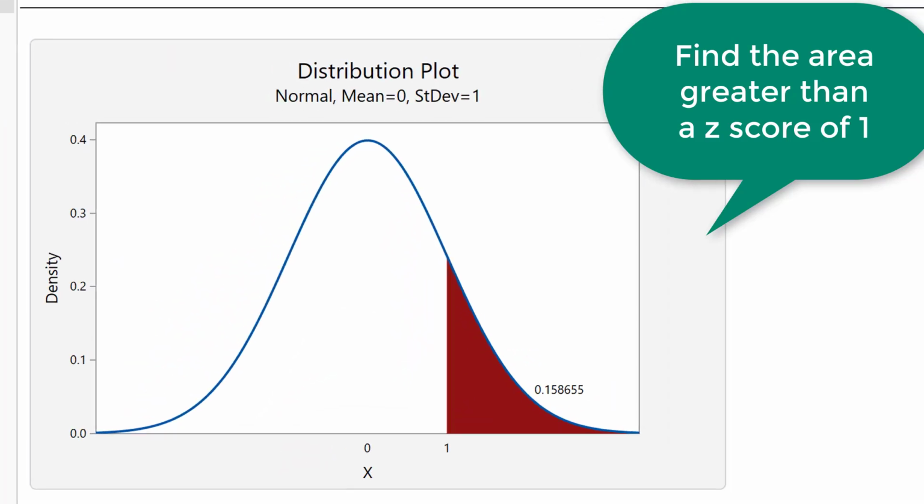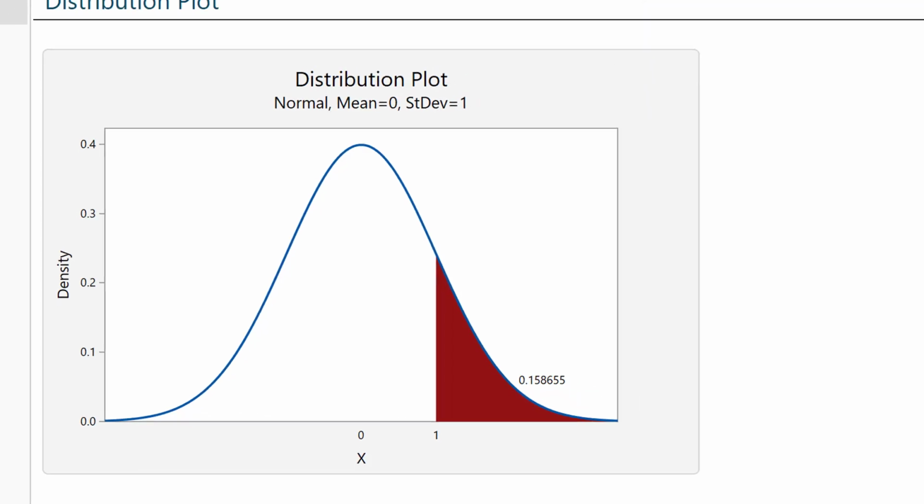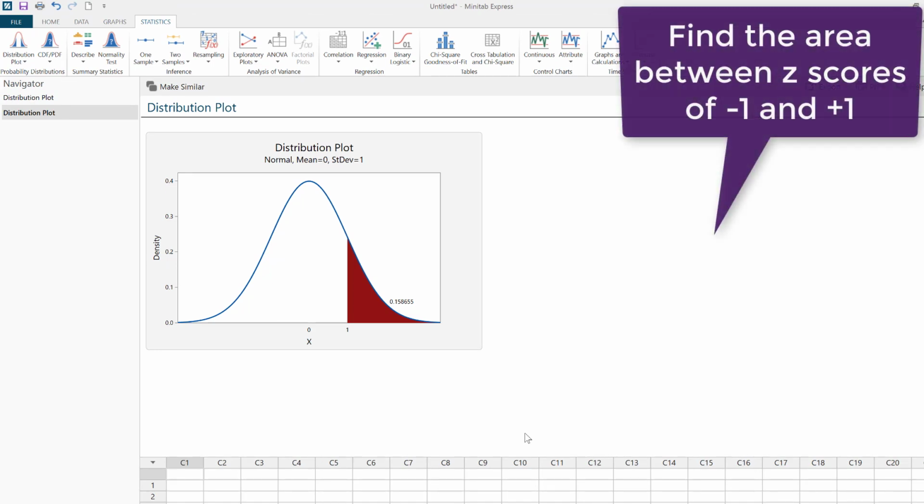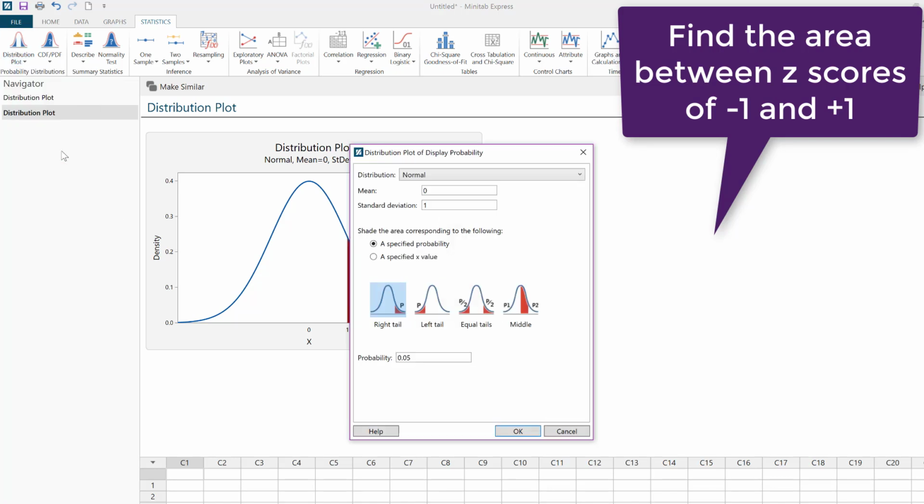The area greater than a z-score of 1 is 0.158655. Now I'll show you how to find the area between two z-scores. We're going to find the area between z-scores of -1 and +1. Again, we'll construct our probability distribution plot to display a probability, and we're using the default standard normal distribution.